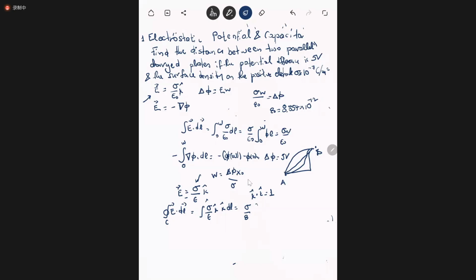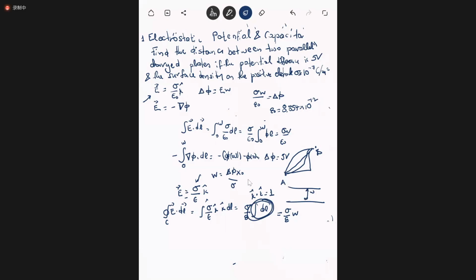And then when we take the integral dl, in the case of two capacitor plates separated by a distance, let's say w between them, this integral in S will give us w. So this is basically sigma over epsilon times w. Any questions here?